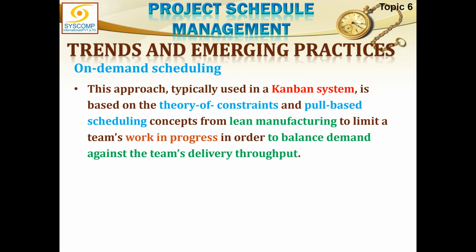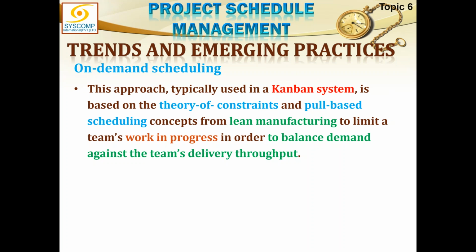On-demand scheduling means this approach typically uses a Kanban system. This Kanban system is a lean, agile type of methodology. Lean means reduce the wastage. Do not do anything which is not important. Only do that thing which is important and which saves money and effort.